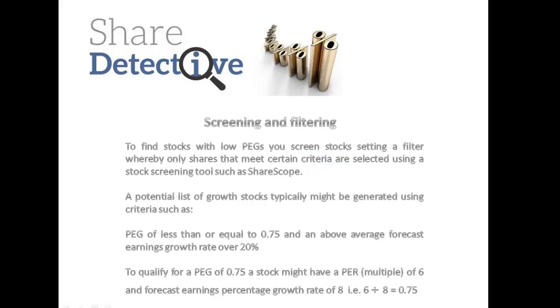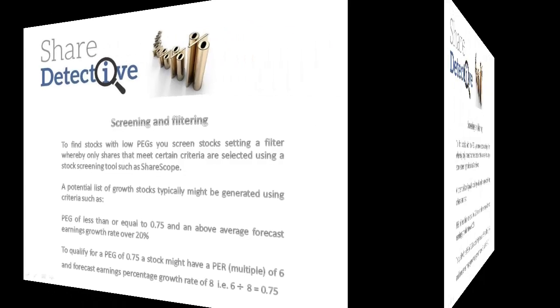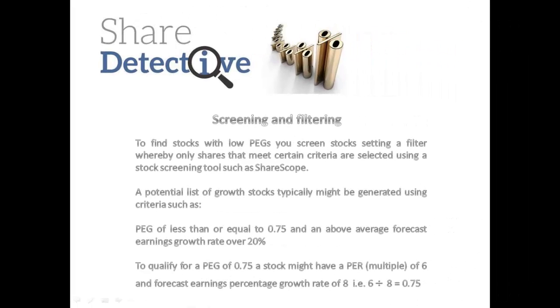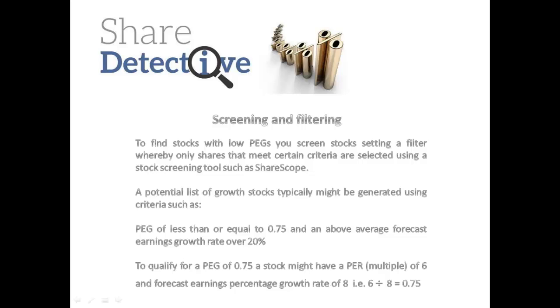A potential list of growth stocks typically might be generated using criteria such as PEG of less than or equal to 0.75 and an above average forecast earnings growth rate over 20%. Let me explain this to you. What is a PEG? Well, to qualify for a PEG of 0.75, for example, a stock might have a multiple of 6 and forecast earnings percentage growth rate of 8. So you simply calculate it by dividing 6 by 8 to give you 0.75.